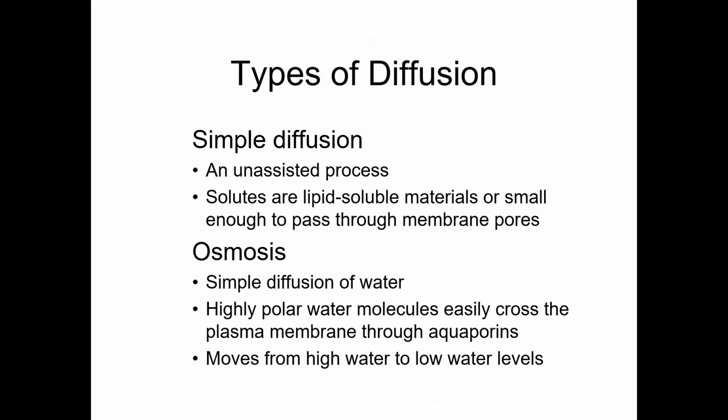So simple diffusion, simply moving down the concentration gradient. But the other mechanism we use, you're going to hear more about this in lecture, so I don't want to beat this into the ground. There's another term called osmosis. Osmosis is a specialized type of diffusion. It's still free.